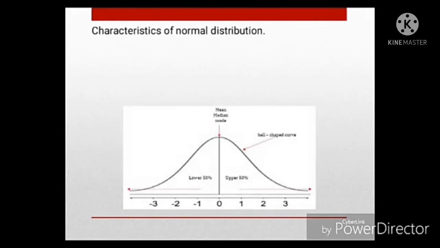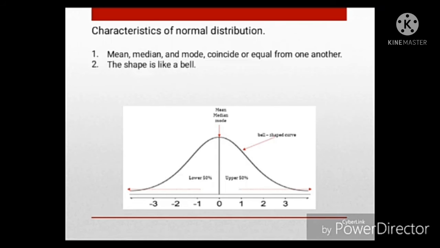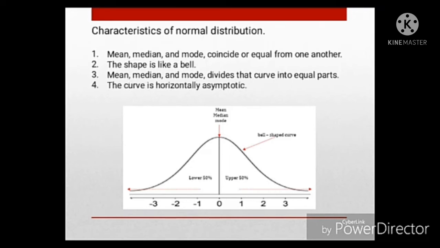Characteristics of a normal distribution. Number 1. The mean, median, and mode coincide or are equal to one another. Number 2. It has a bell-shaped curve. Number 3. Mean, median, and mode divide the curve into equal parts, that is, the lower 50% of data and the upper 50% of data. Number 4. The curve is horizontally asymptotic, which means that the curve won't touch the x-axis.